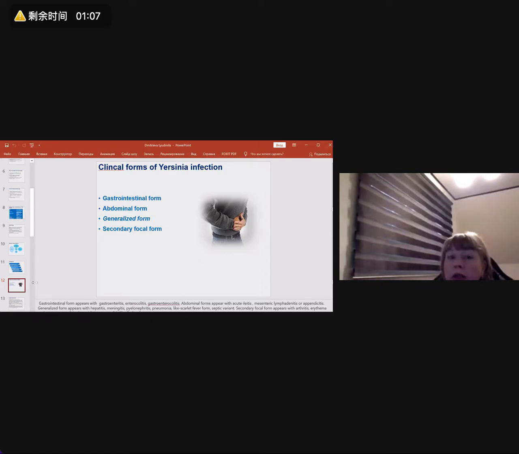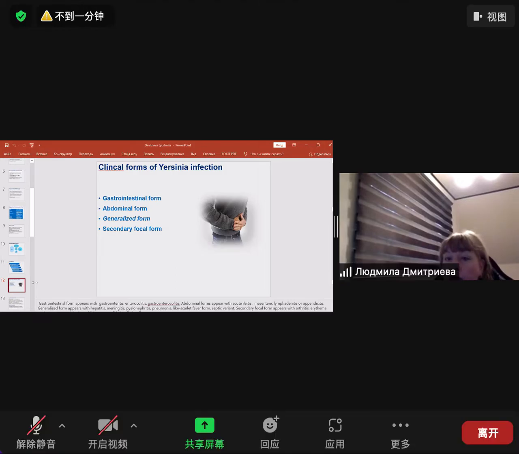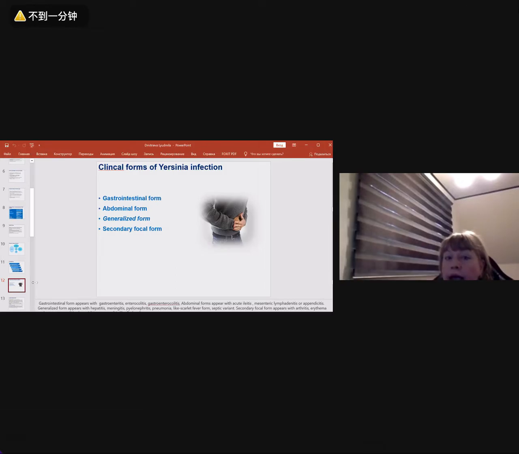The first clinical form of yersiniosis is the gastrointestinal form. Doctors, the gastrointestinal form of yersiniosis belongs to the local forms of yersiniosis. Yersinia species are absent in the bloodstream.